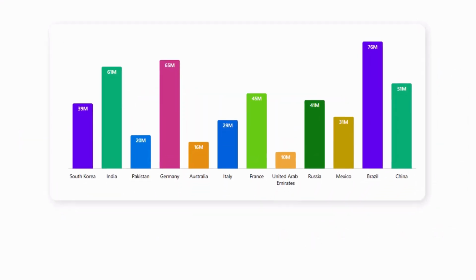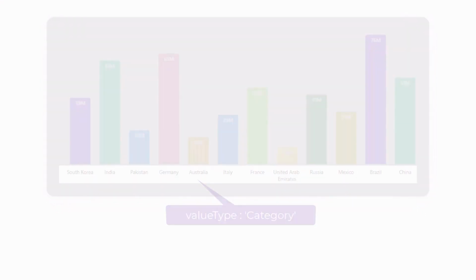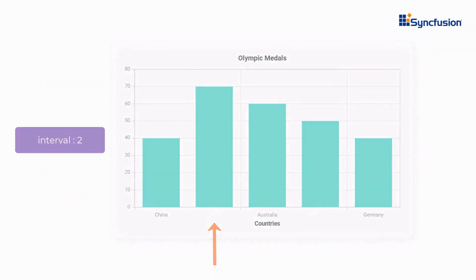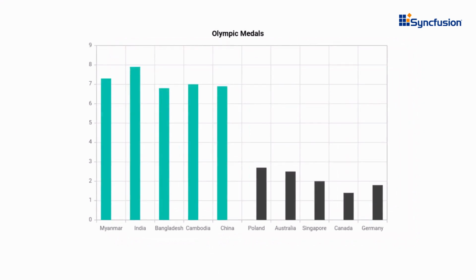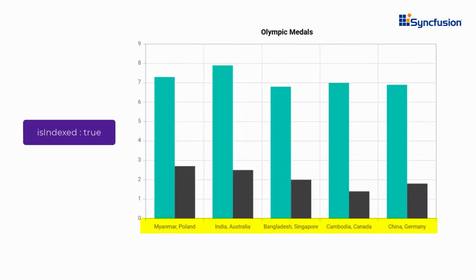When your data uses text-based categories, set the value type to category. You can even adjust spacing between items using interval for an evenly distributed look. And if you prefer to plot items based on their position in your dataset rather than their label, set isIndexed to true. This creates an indexed category axis, which works great for sequential data.